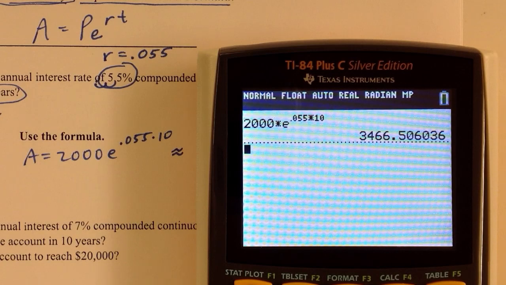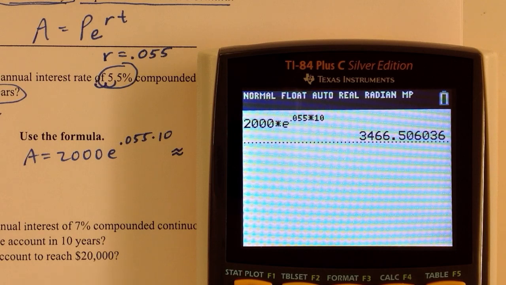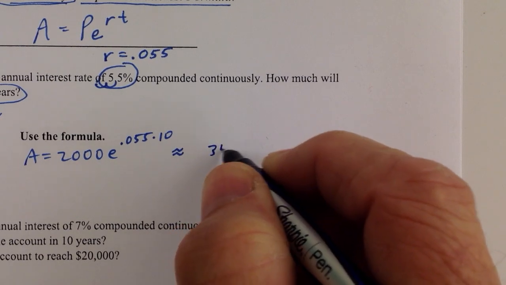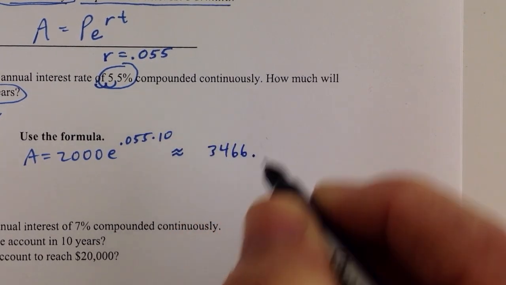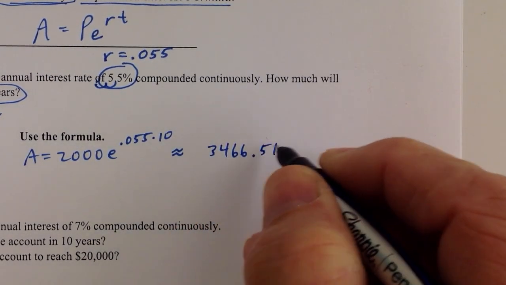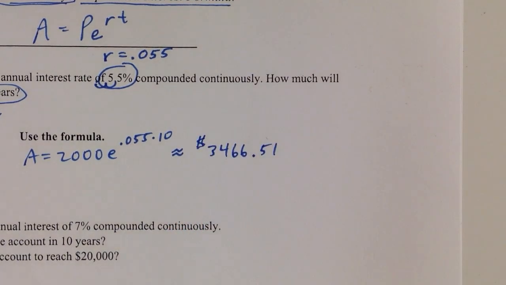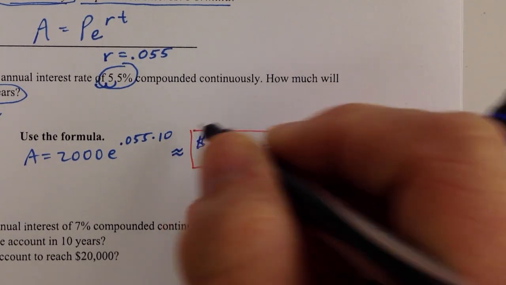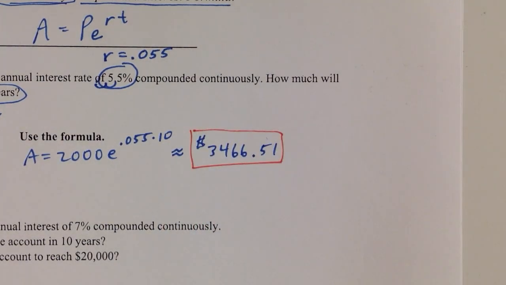And you can see your $2,000 has grown to almost $3,500, so $3,466.51 rounded to the nearest penny. So that's how much money will be in your account at the end of 10 years, given the initial conditions. All right, let's try another one.